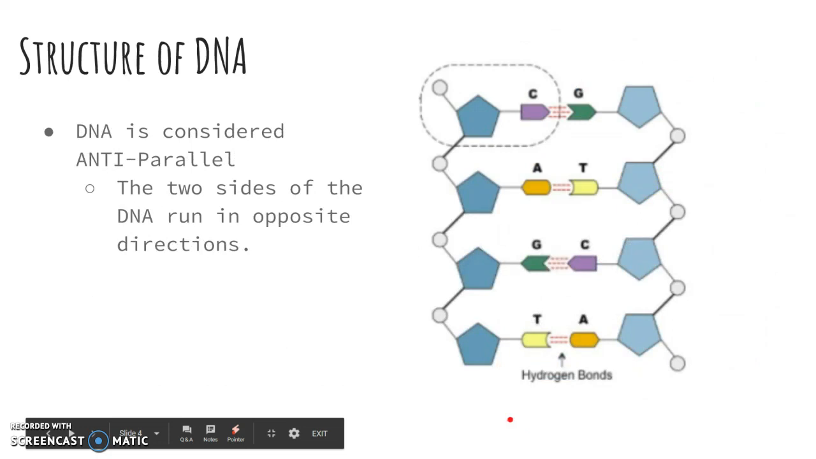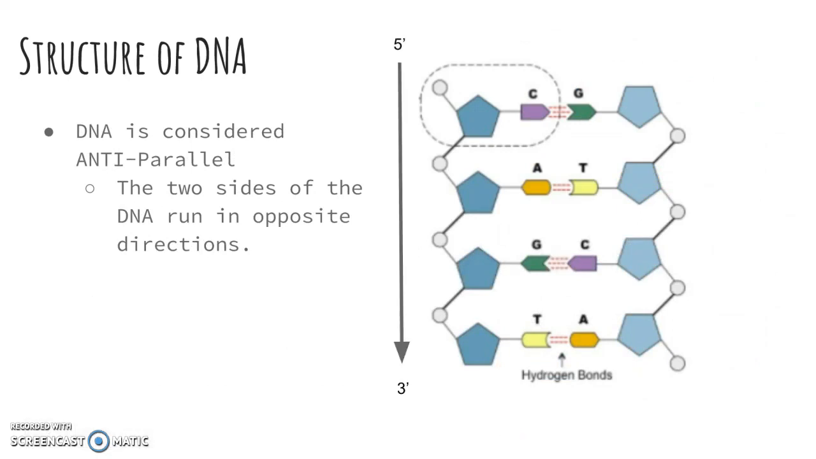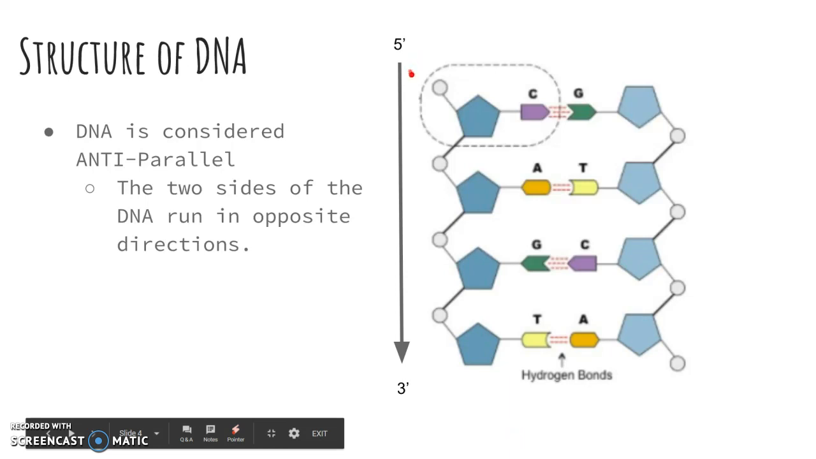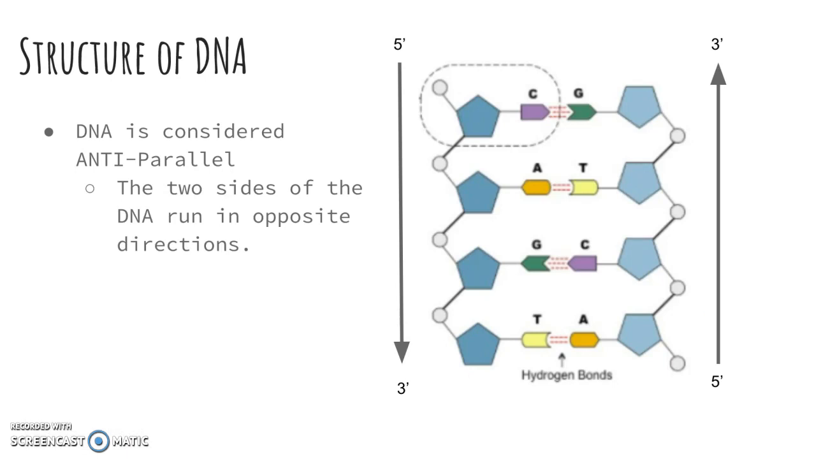On top of this, DNA is considered anti-parallel, meaning in one side it goes from 5 to 3 prime, and on the other side it goes 3 to 5 prime. They go in opposite directions, either side of the DNA molecule. You can kind of tell that easily by looking at the orientation of this sugar. The one side has to be flipped upside down. And this is so that everything can pair properly in DNA.